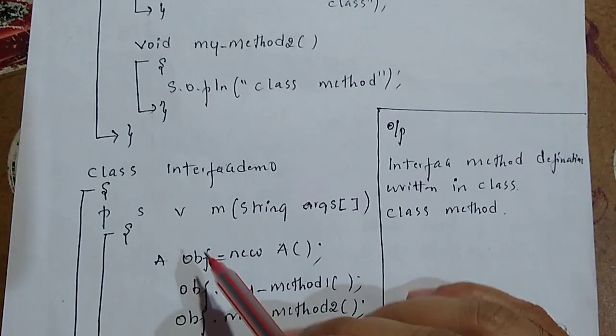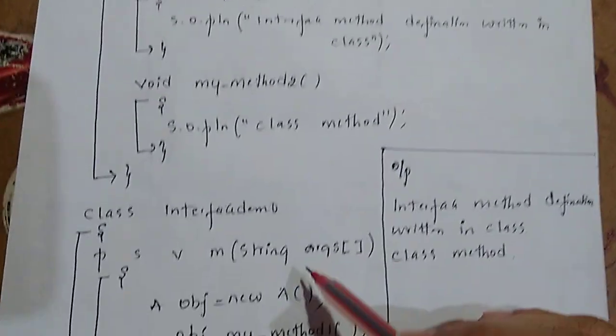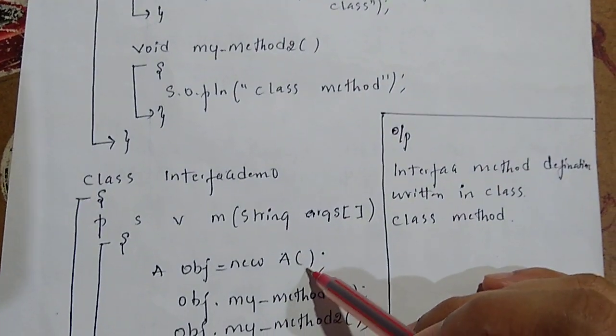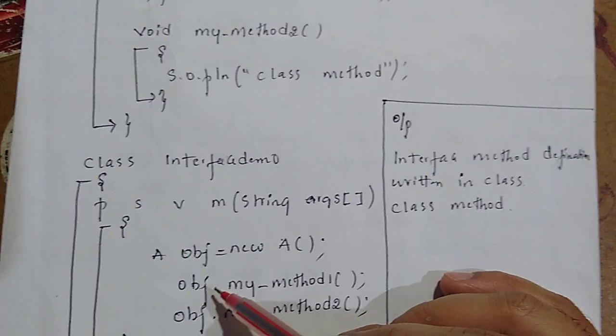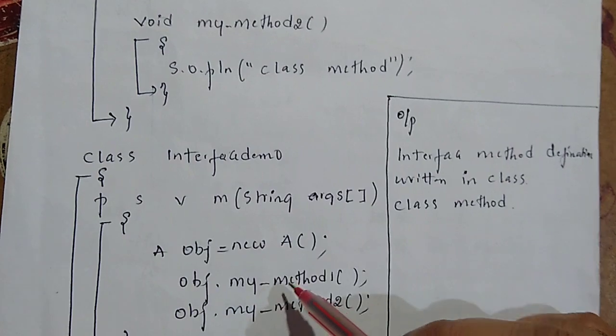So what's the name of the class? A. I'm creating an object, new A, so the constructor will be called. There is no constructor and there is no data member also, so there is no use of this constructor calling. Next I'm using the object name obj and calling my method 1.